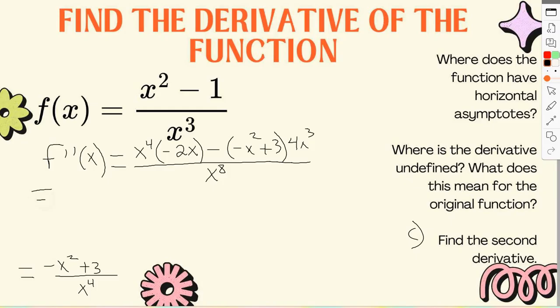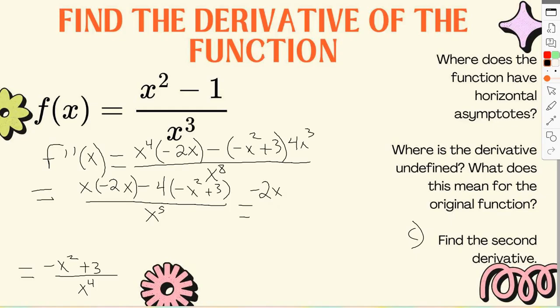However, the way that I would simplify it might be a little bit different than the way that you would simplify it. Most of y'all would probably distribute the 4x cubed and then simplify. I noticed that I have an x cubed in common with everything, so I'm going to go ahead and reduce by an x cubed to start with. So this would just become x times negative 2x minus 4 times negative x squared plus 3 all over x to the 5th.